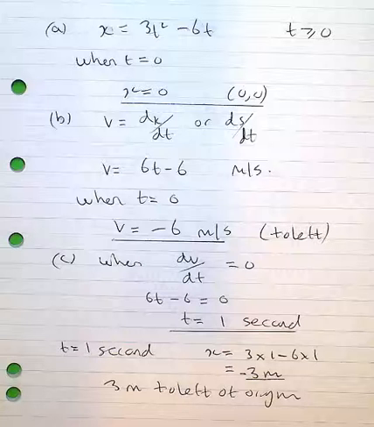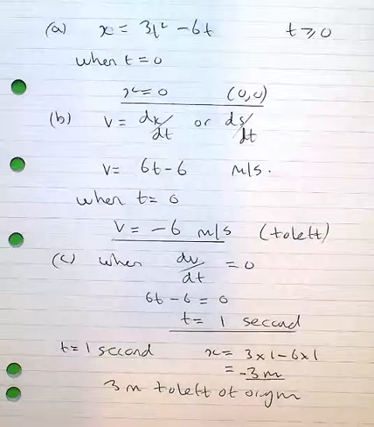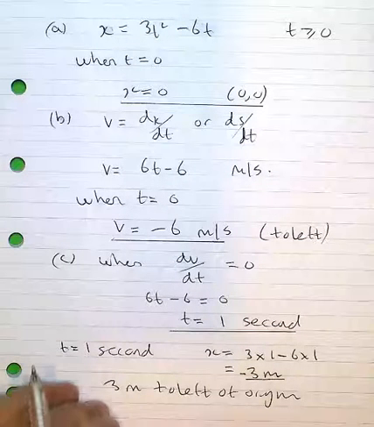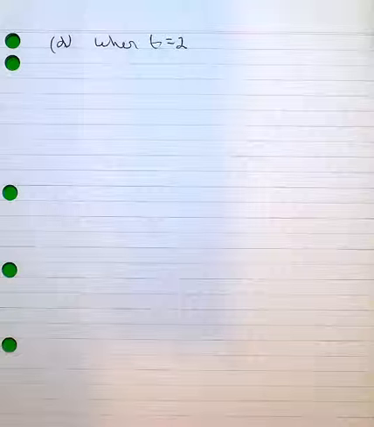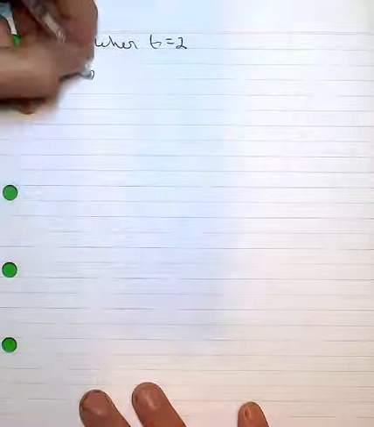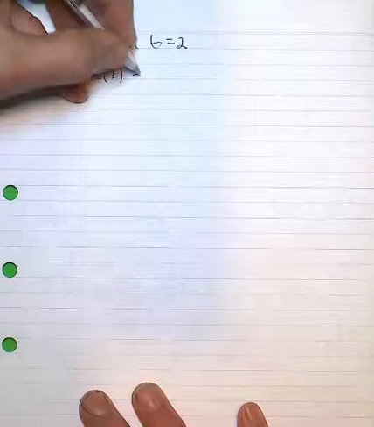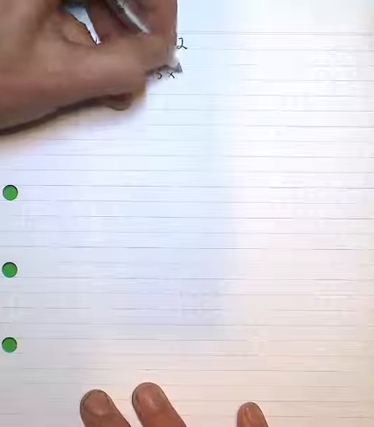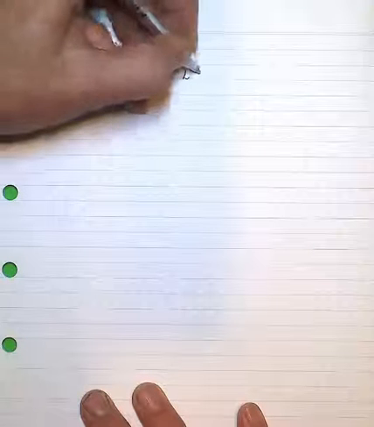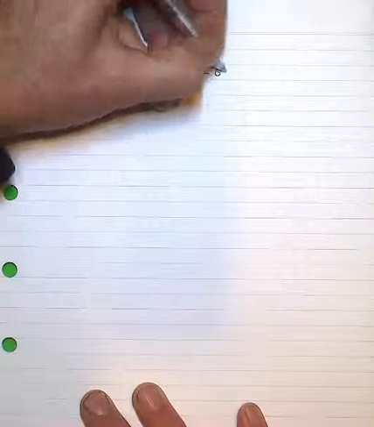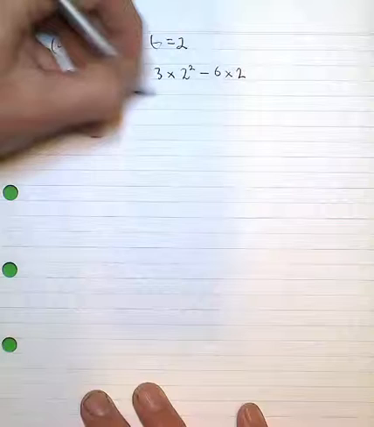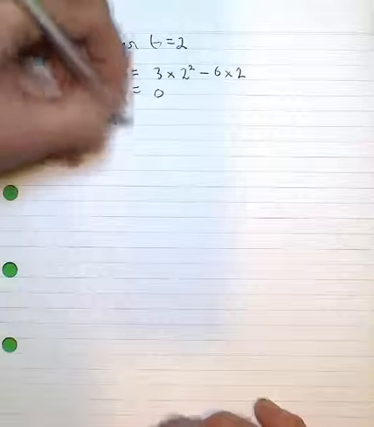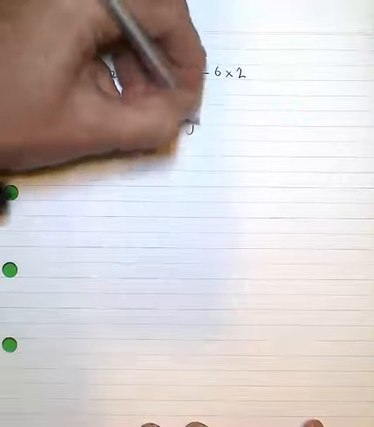Now, show that the particle is at the origin when t is equal to 2. We'll do that in a moment. So when t is equal to 2, I'll plug that into there. 3 times 2 squared, take 6 times 2, which gives me a total of 0. So therefore, at the origin.